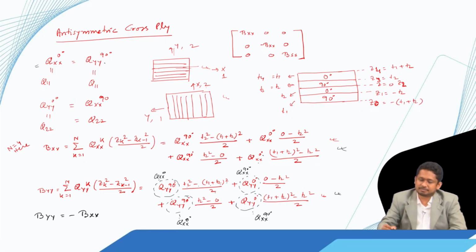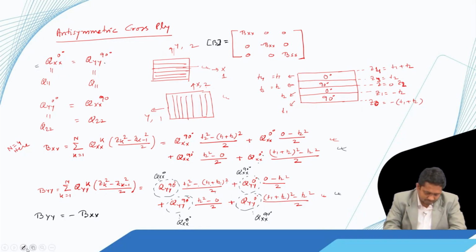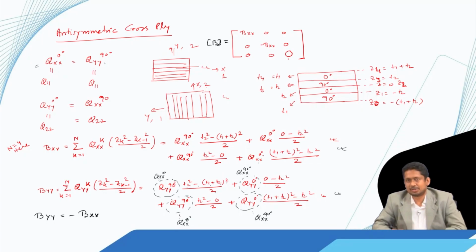So, in a laminate which is cross ply and antisymmetric, we have these quantities, Bxx and Byy, just opposite of each other, and Bss would also be 0 for this kind of plies.